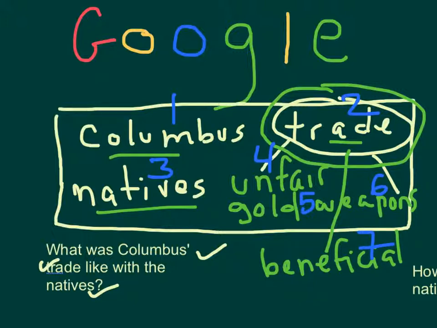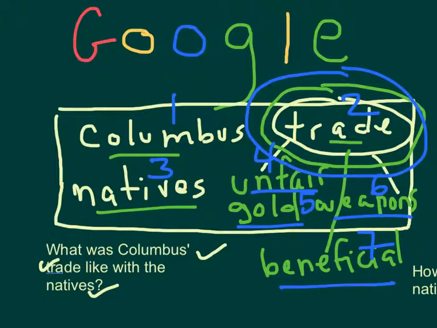And the way we added those words was just by asking another question. We asked, what was our question mainly about? And we said it was about trade. And then we added words to our keyword search that have something to do with trade around this time period with what we're studying, Columbus. Trade maybe being unfair, maybe to the Taino, trading gold, trading weapons, maybe trade being beneficial to one group or another.